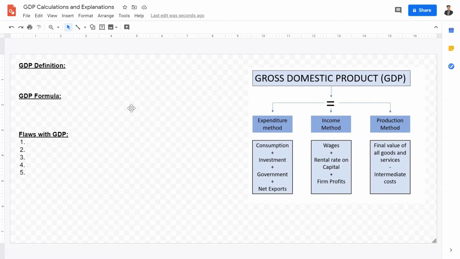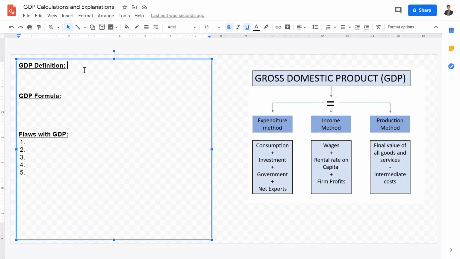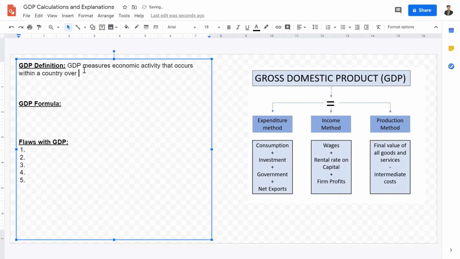Today we're going to be going over GDP calculations and explanations. We're going to be going over the definitions, the formula, as well as five distinctive flaws with GDPs. So gross domestic product has a definition that's quite easy to understand. GDP measures economic activity that occurs within a country over a specified time period. Okay, so GDP measures economic activity that occurs within a country. That's the first highlighted. Within a specified time period.